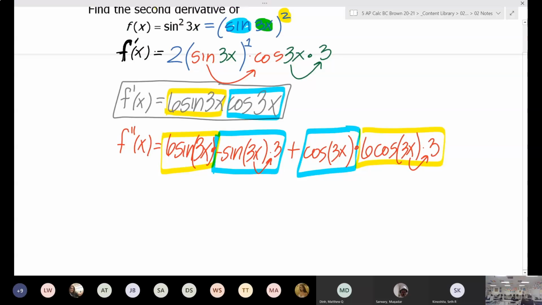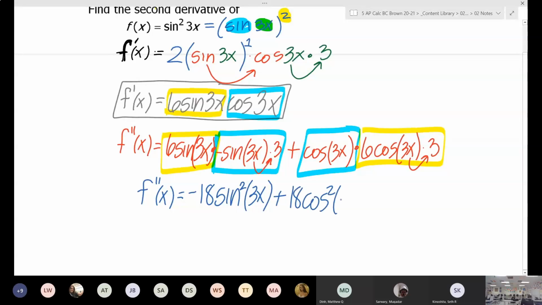You can simplify this one as well. So if I have my second derivative of x, I have a negative 6 times 3, so that's going to be negative 18 sine squared of 3x plus an 18 cosine squared of 3x. And so that is, again, the second derivative. So again, if you ever see a problem that asks you to find it, you just basically are taking the derivative twice. And it does definitely help to simplify the first before finding the second.